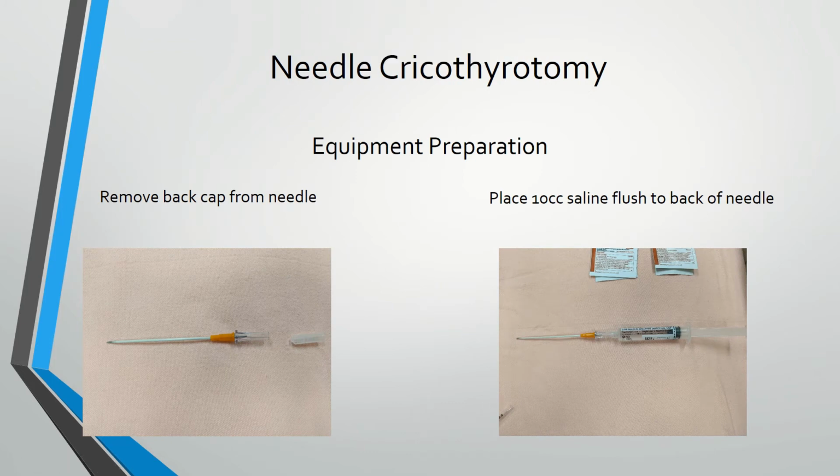All right, so we're going to talk about our equipment preparation. The picture on your left is that 14 gauge 3¼ inch angiocath. We like using angiocaths because you can pop that back cap off. They're not a safety needle. As you see in the picture on your right, you take that 10 cc saline flush and place it in the back of that IV catheter. We'll talk about how that plays in here in just a minute.